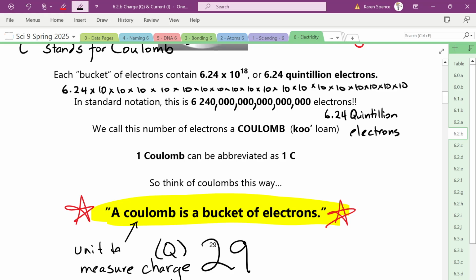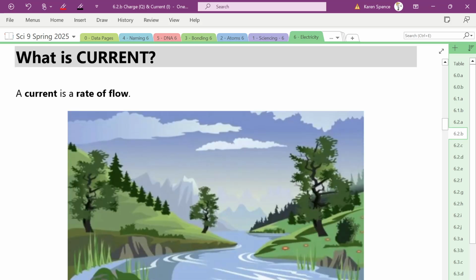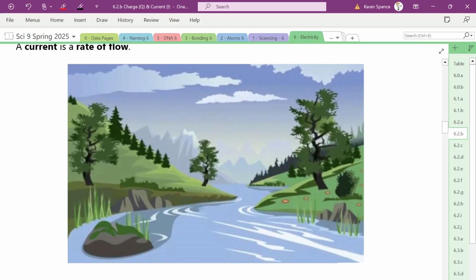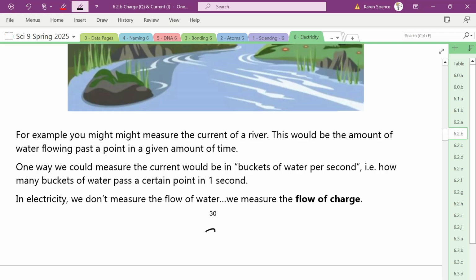Okay, excellent. Page 30. Let's go to the bottom of page 30 where we have the little river and number it page 30 if you have not done so already.